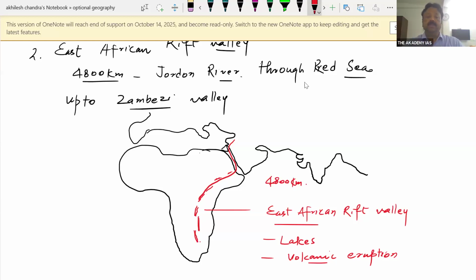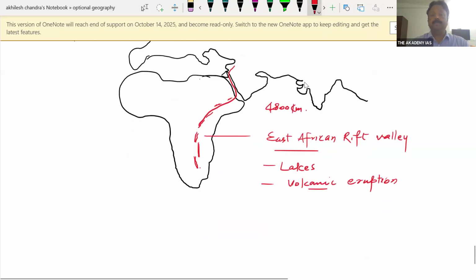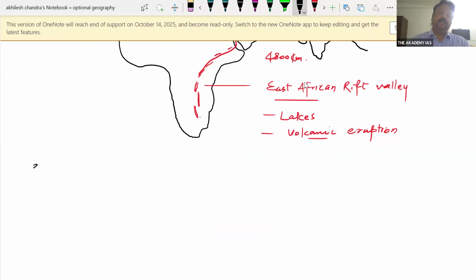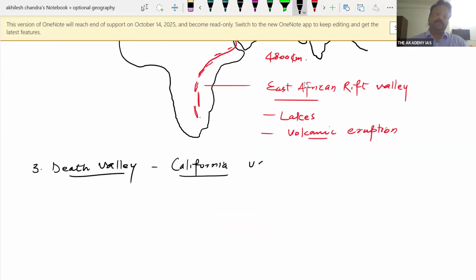And a similar example, you will find Death Valley in California. Third example, Death Valley, California, USA. One of the hottest places in the world. And it is also the lowest place in North America. Death Valley. It is the hottest place.